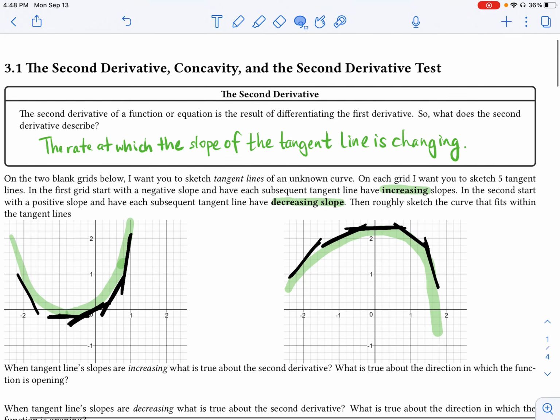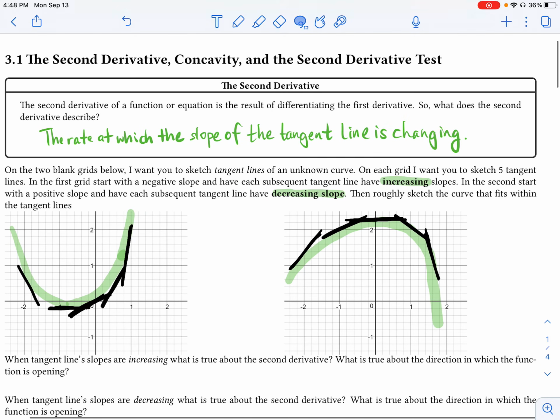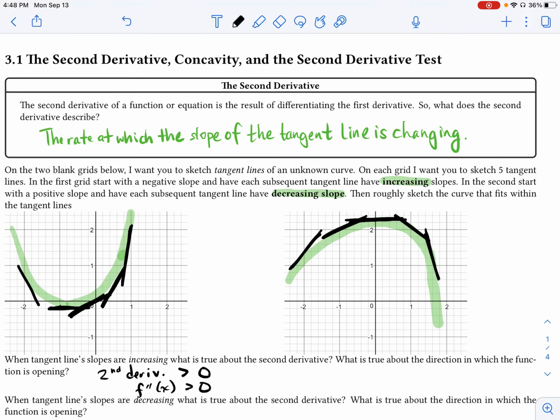So if the slopes of the tangent lines are increasing, that then tells us that the second derivative must be positive. It's greater than 0. Let me write this as this. The second derivative is greater than 0. And when the second derivative is positive, we'll notice that our graph is opening up. And a way of describing this is to say that this function is concave up at this point. You can think of concave up like a cup opening up.